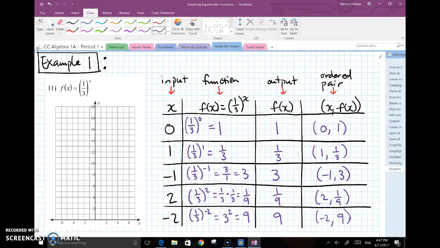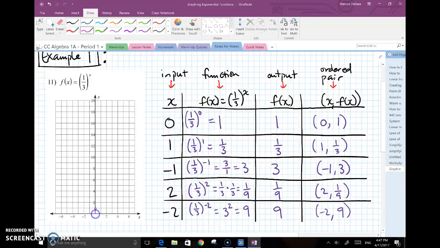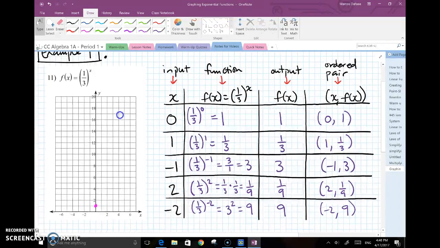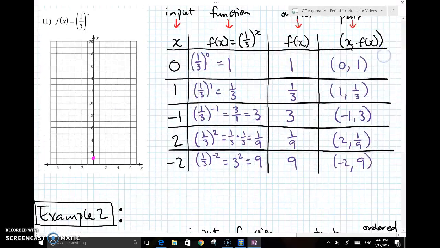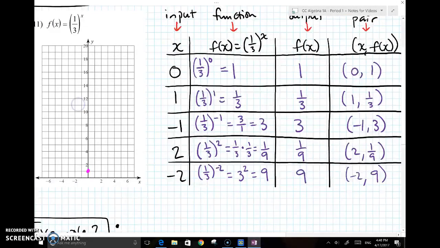So if I transfer my ordered pairs onto this coordinate plane, then what I get is the following. 0, 1, I'll use pink. 0, 1 is over here. That's easy. That's 0, 1. We'll do that once again. So here's 0, 1. Now 1, comma 1/3. Well, here's 1 and 1/3.